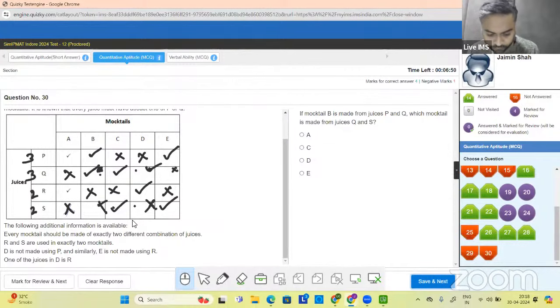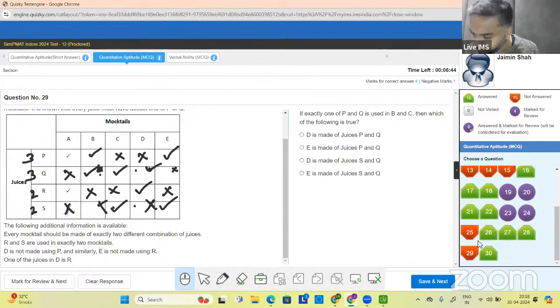C. ठीक है. So this case, if exactly one of P and Q is used in B and C, अच्छा दोनों use नहीं हुए हैं, तो I'll have to make a different table now. Okay. हाँ ठीक है. Not sure. Let me go to the earlier question.